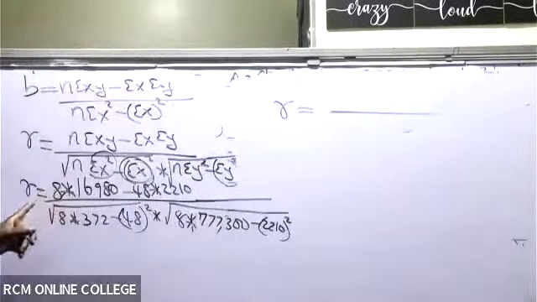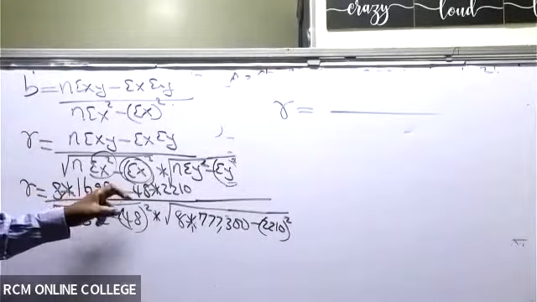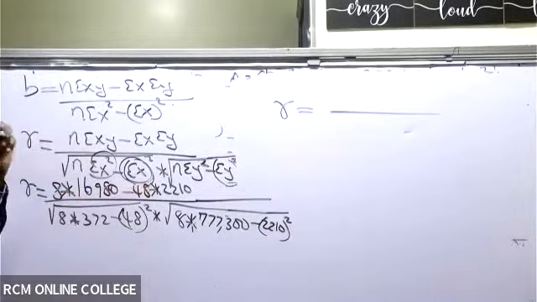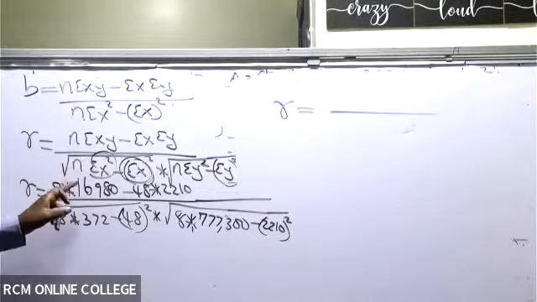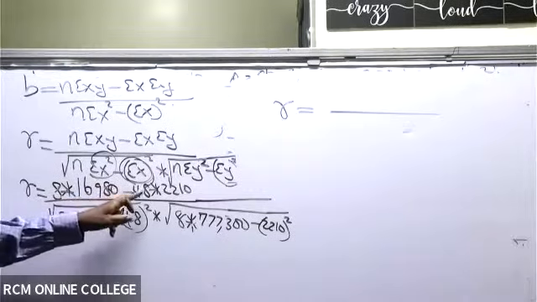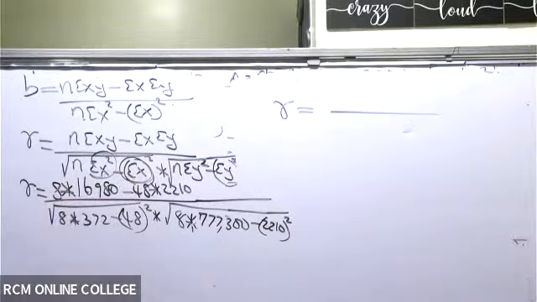You say 8 times this minus this times 2210. Give me the numerator value first. Is there anybody who is getting this numerator? So we take here 8 times 16,980 minus 48 times 2210. Please give me this figure, all of you. Everyone has to give me this figure.